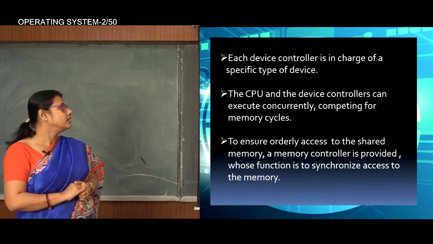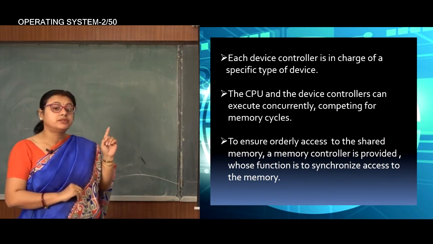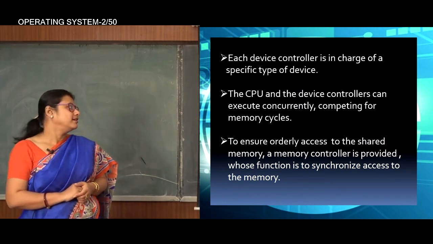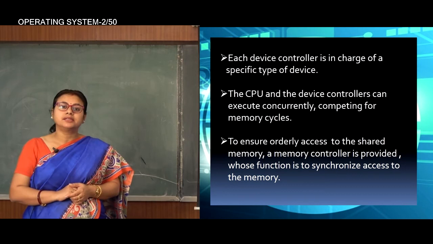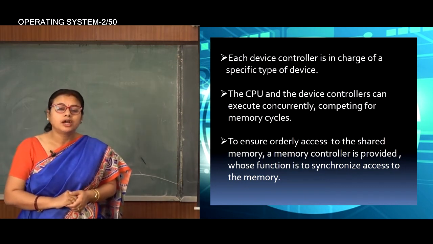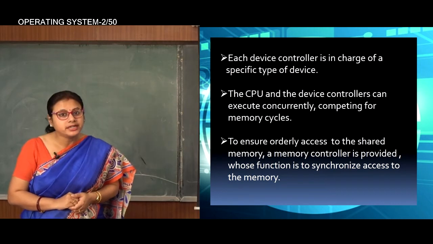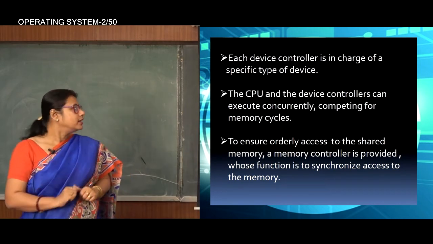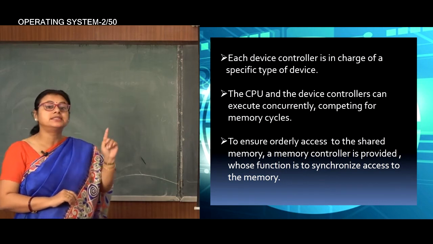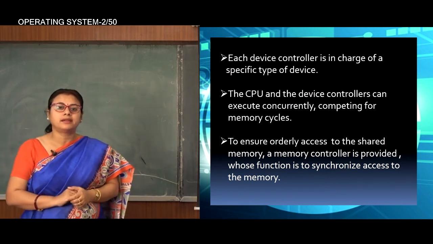Next, the CPU and the device controllers can execute concurrently, competing for memory cycles. Now what does this word concurrently mean? Concurrently means simultaneously or parallelly. Now see here, the CPU and the device controllers are executing concurrently or parallelly.